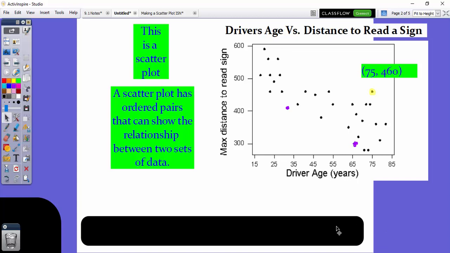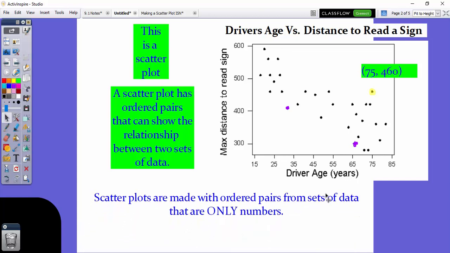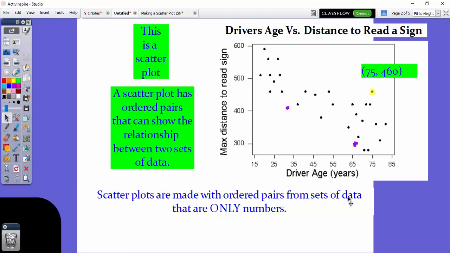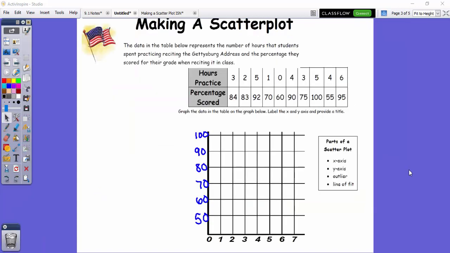One thing that's really important that you notice about scatter plots is that scatter plots are made with ordered pairs from sets of data that are only numbers. So driver's age and distance to read a sign, those are both numbers. We cannot plot things like favorite pizza, favorite color, anything that's not a number cannot be plotted in a scatter plot. And we need two sets of data. So because we need two sets of data, we could not just plot driver's age. That would create a line plot instead of a scatter plot. So you need two sets of data so that you can compare to see if there's a relationship.